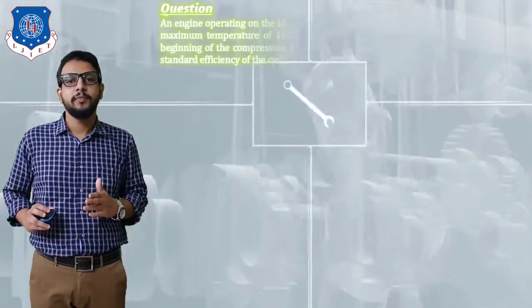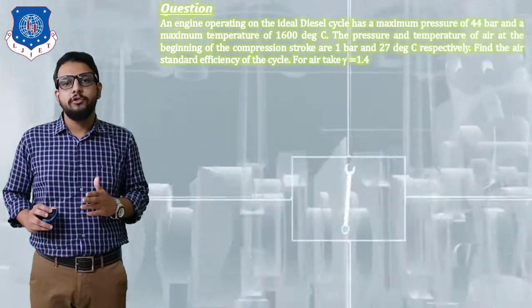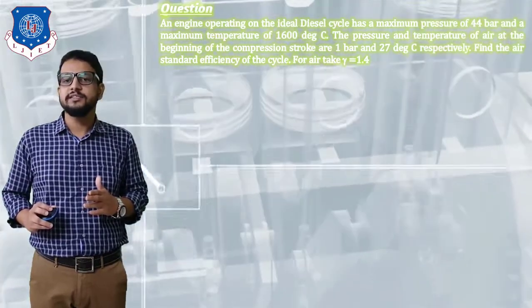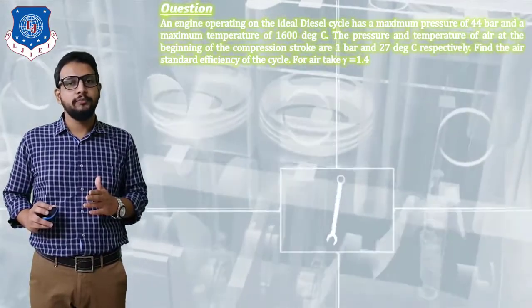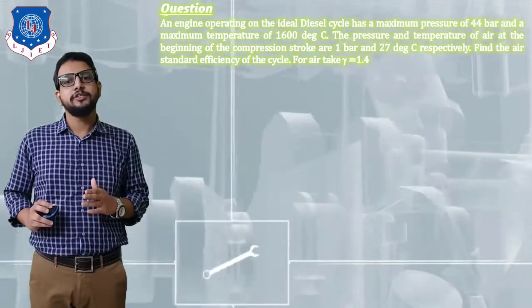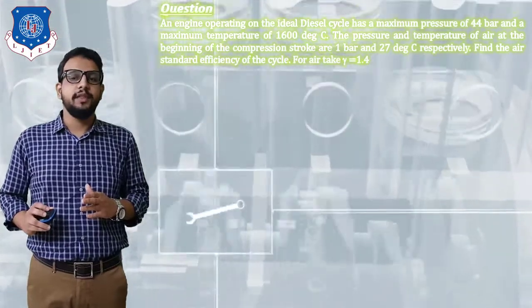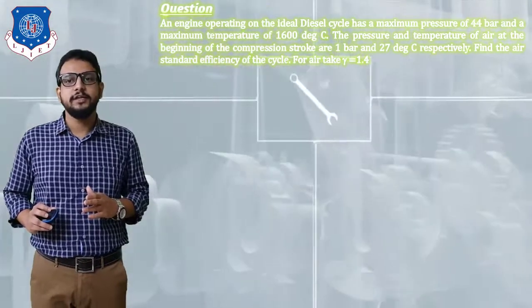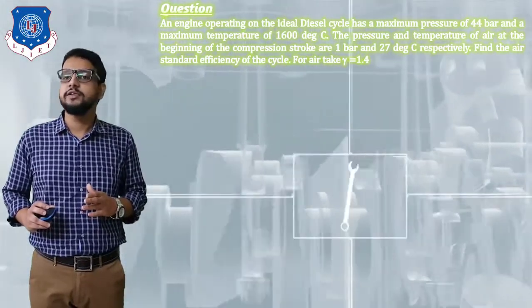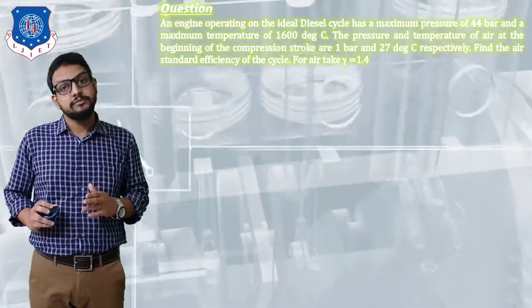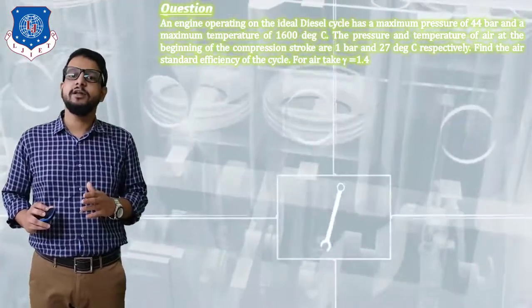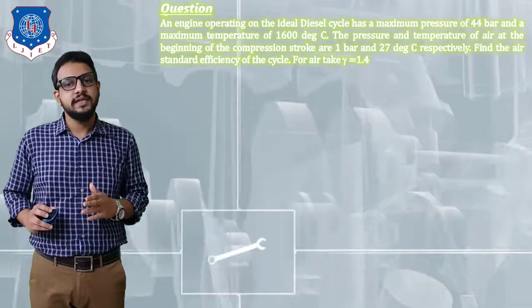The question is displayed on your screen. As you can see, an engine operating on the ideal diesel cycle has a maximum pressure of 44 bar and maximum temperature of 1600 degrees Celsius. So in this question, maximum pressure is given, that is P2 is equal to P3 is equal to 44 bar, and maximum temperature, that is T3, is given as 1600 degrees Celsius.